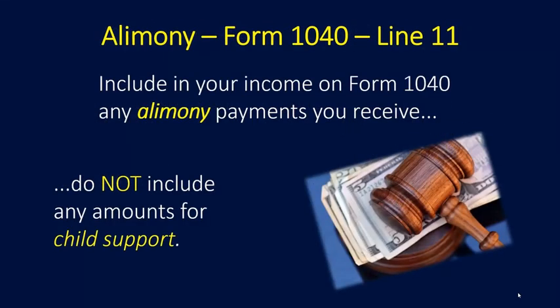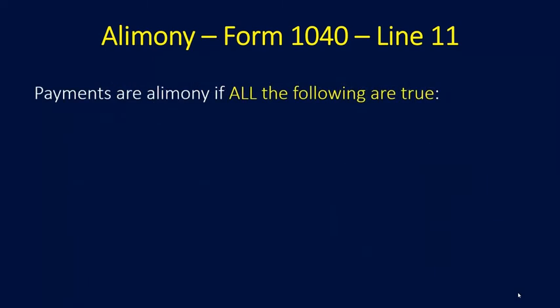Now let's move on to line 11 on the 1040, alimony. You'll include in your income on the 1040 any alimony payments that you receive. You do not include any amounts for child support. Payments are alimony if all of the following are true.